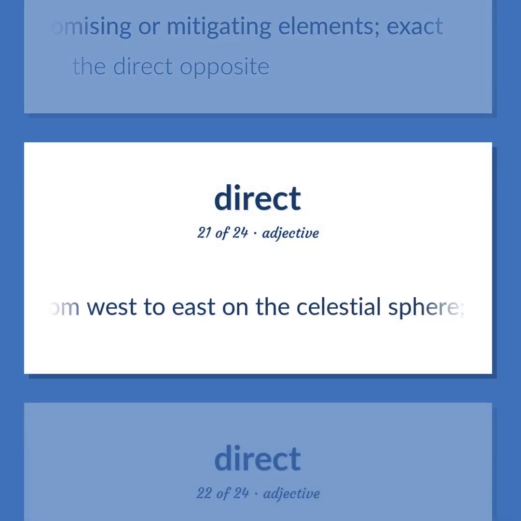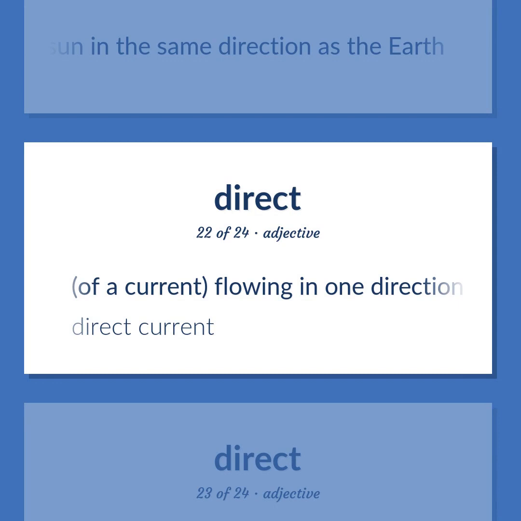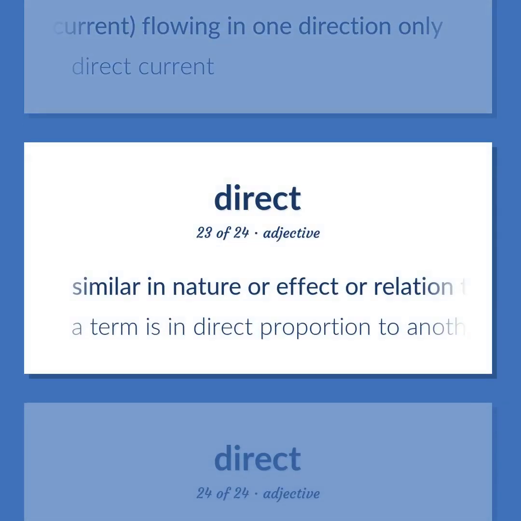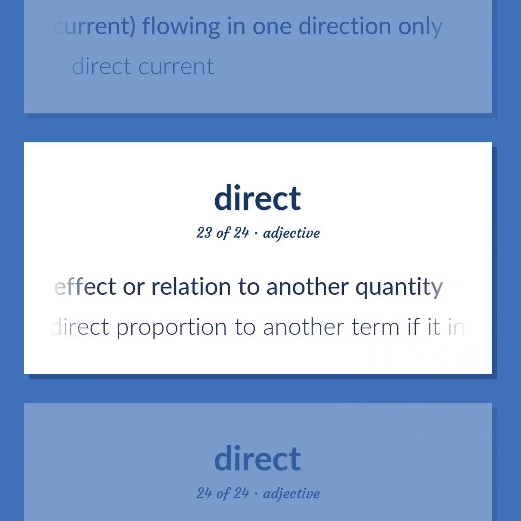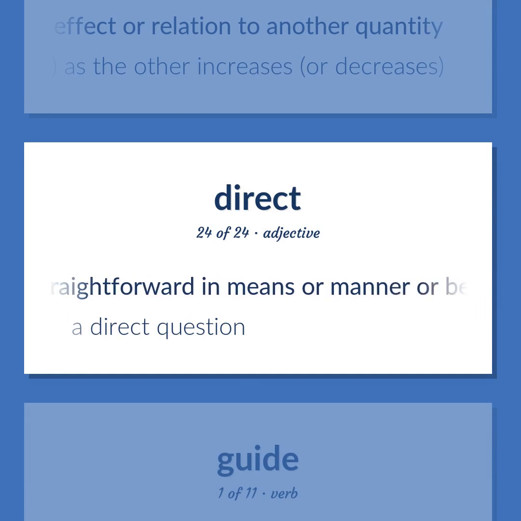Moving from west to east on the celestial sphere, or, for planets, around the Sun in the same direction as the Earth. Of a current, flowing in one direction only. Direct current. Similar in nature or effect or relation to another quantity. A term is in direct proportion to another term if it increases, or decreases, as the other increases, or decreases. Straightforward in means or manner or behavior or language or action. A direct question.